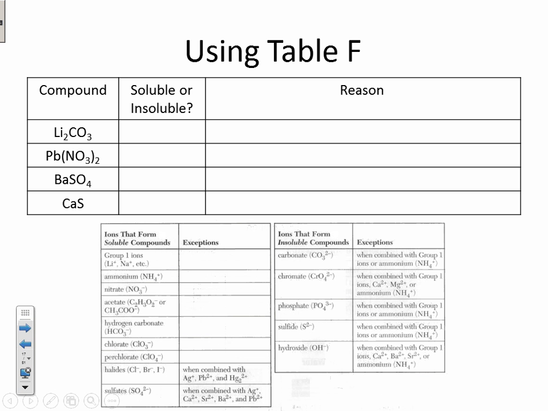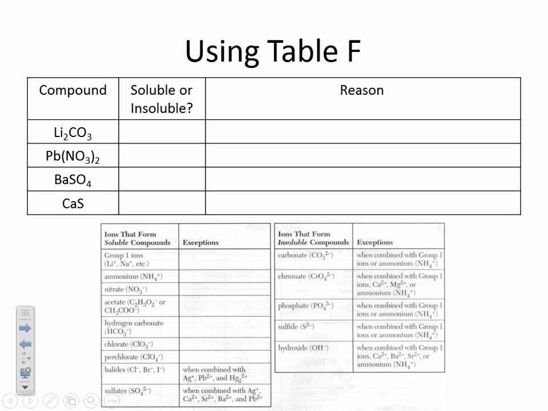So for example, just a quick example using table F, I have some compounds here. Lithium carbonate, Li2CO3, is it soluble or is it insoluble? You can approach this one of two ways, but you're looking for half. You're splitting the compound up. You're not going to find the compound on table F, but you will find lithium on table F and you will find carbonate on table F.